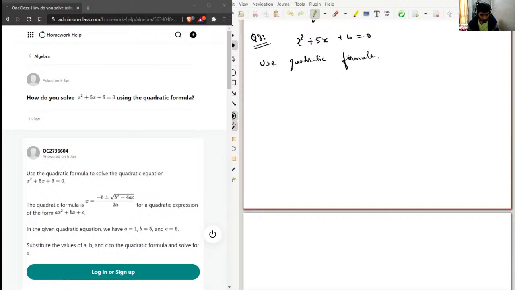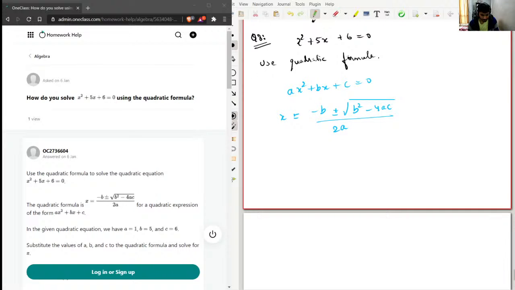Now I'll just use blue color. So suppose, let's say we have an equation a x square plus bx plus c equal to 0. Let's say this is a general quadratic equation. Then to find the value of x using the formula, there is a direct formula. Okay, so it is minus b plus minus square root of b square minus 4ac over 2a.